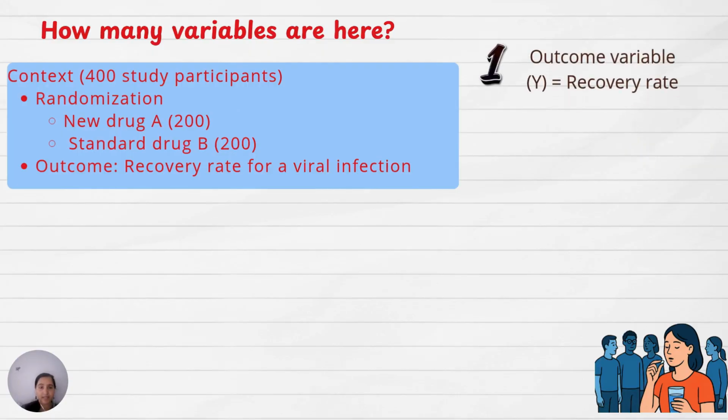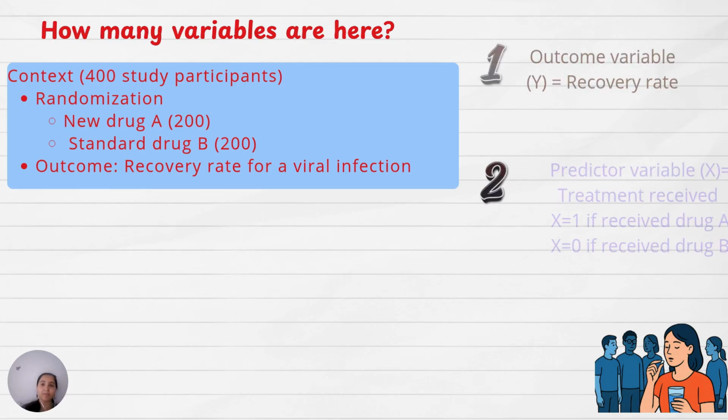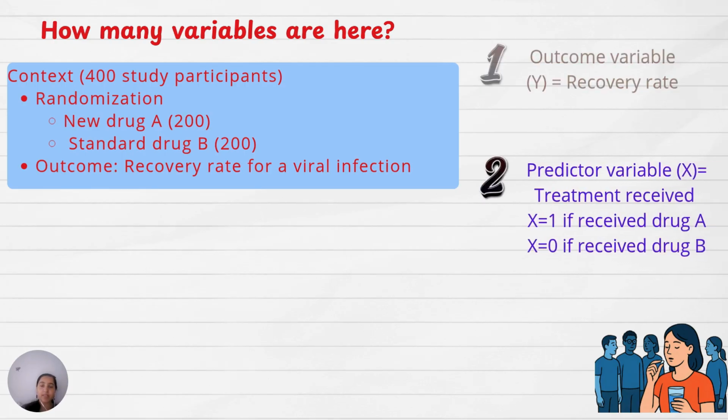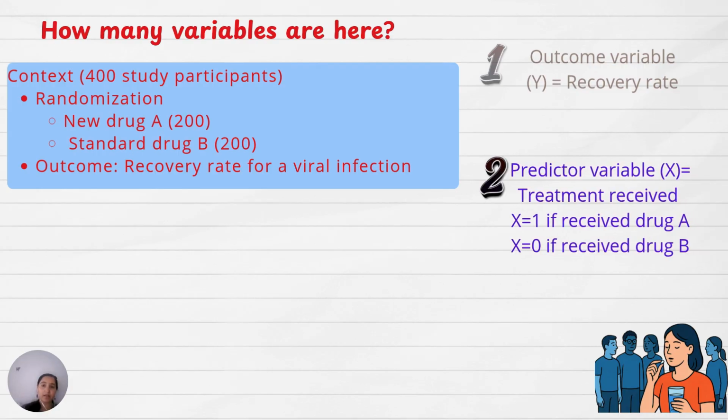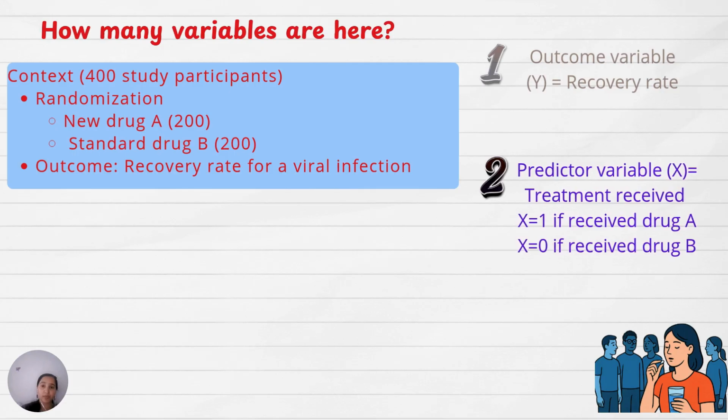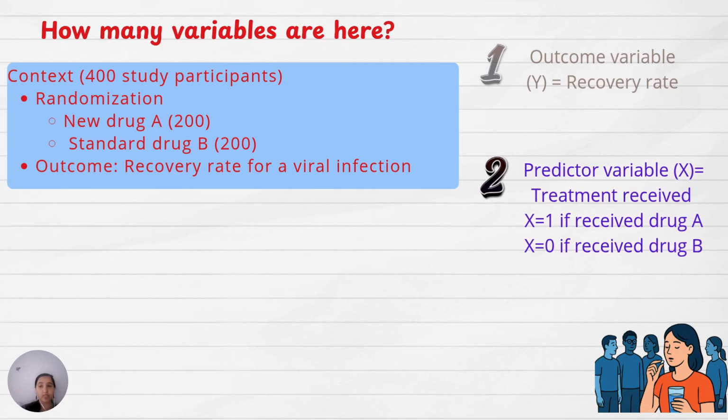In this context, there are several variables involved here. The first one is the outcome variable Y, which is the recovery rate from the viral infection. The second variable is the predictor variable. Let's name it X, and X would be equal to 1 if someone received the new drug A, and X would be equal to 0 if someone received the standard drug B.